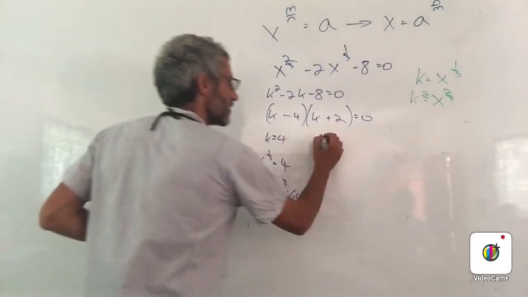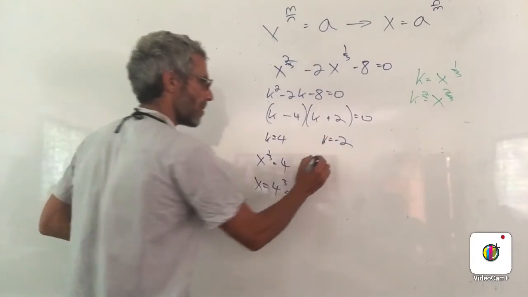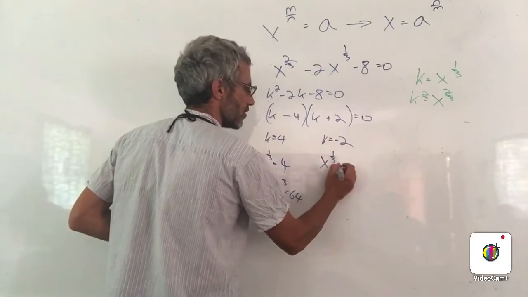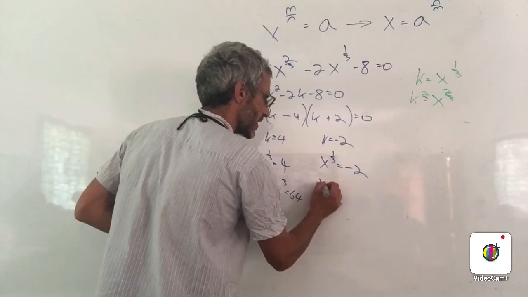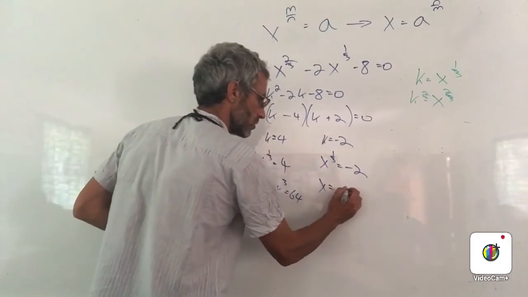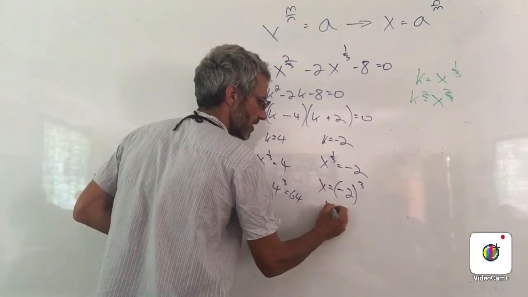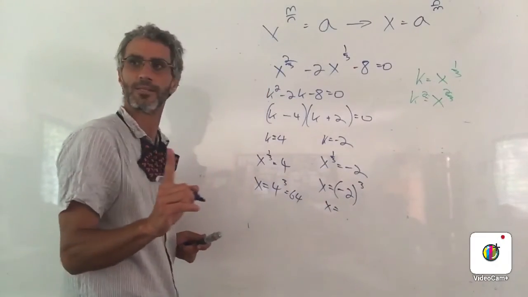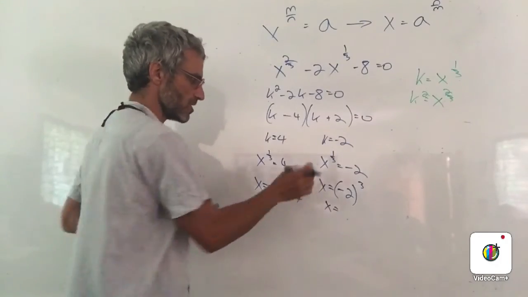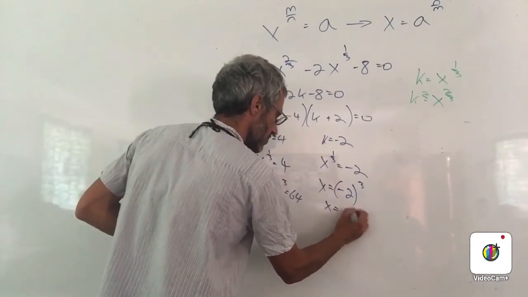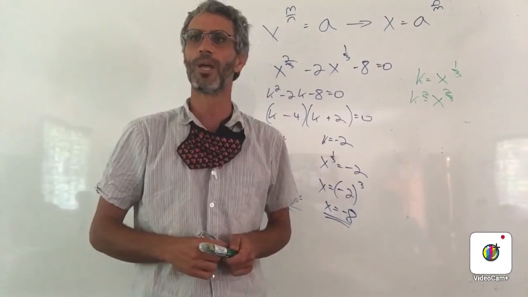The next solution is k equals minus 2. So that means x to the power of a third is minus 2, and that means that x is equal to minus 2 to the power 3. Meaning x equals, I need the brackets. Well, in this case it won't matter, but I do need the brackets. And that's going to be minus 8, so I've got two solutions. Voila. Right, let's practice it.